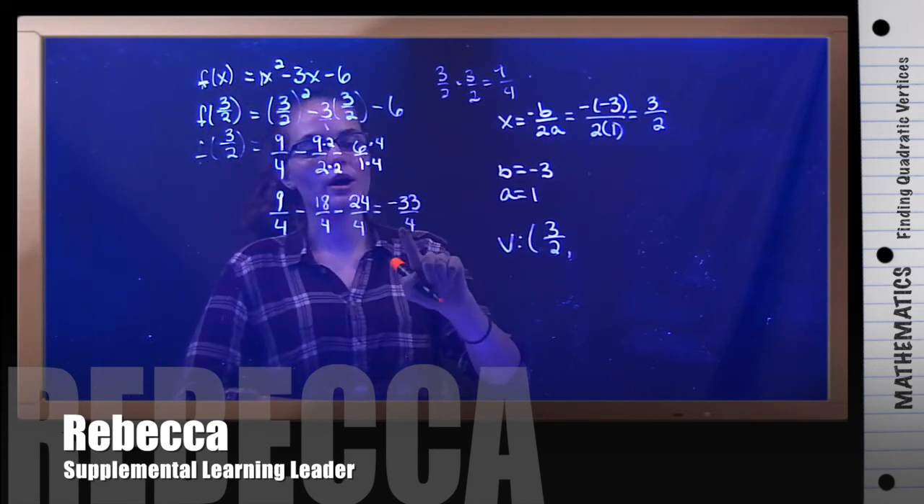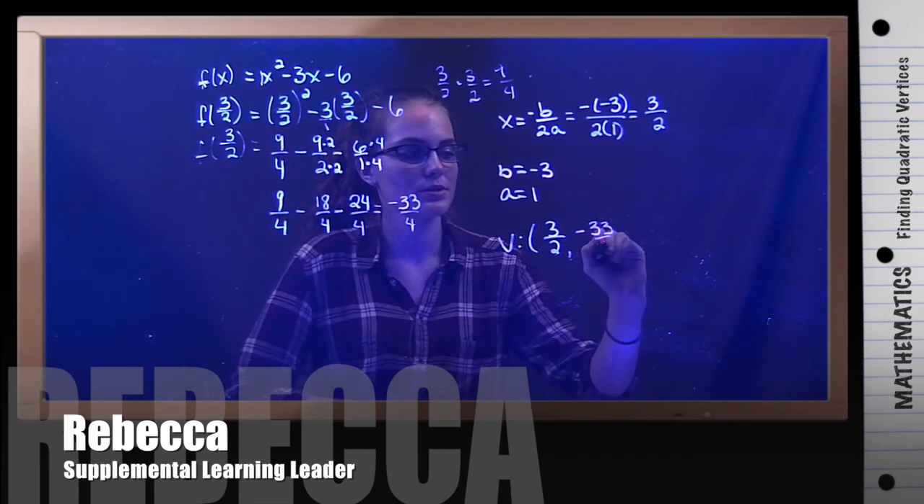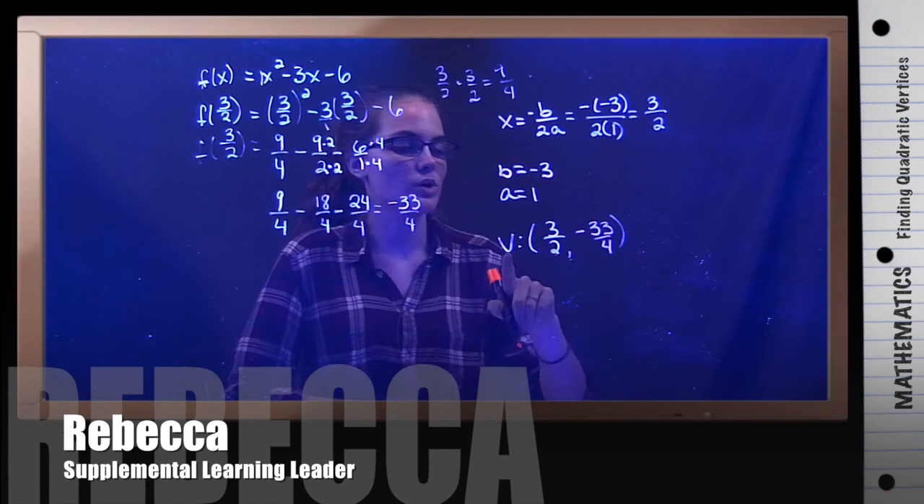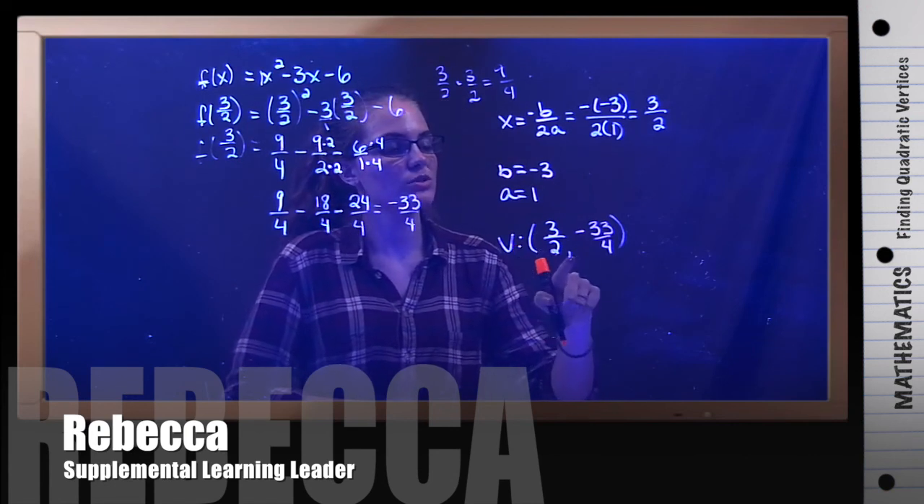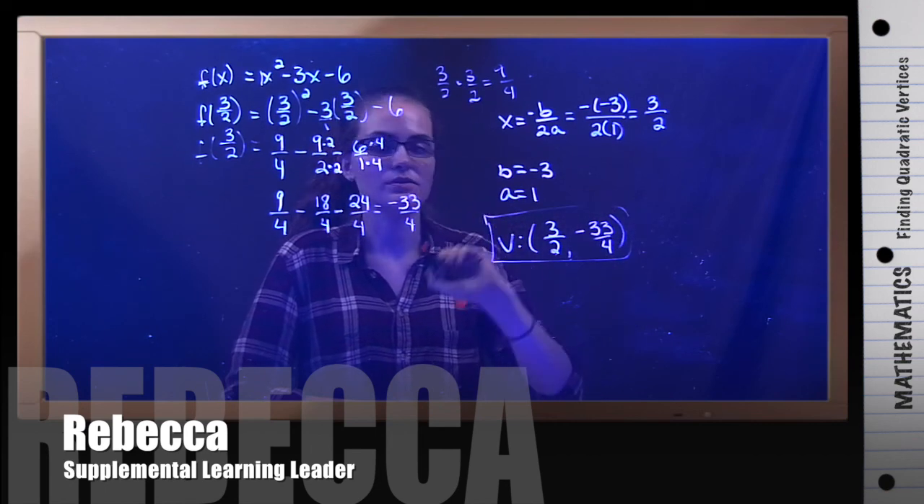And so that's our y-coordinate of our vertex. So I'm going to put that over here. So our vertex is 3 over 2, comma, negative 33 over 4. And that's our final answer.